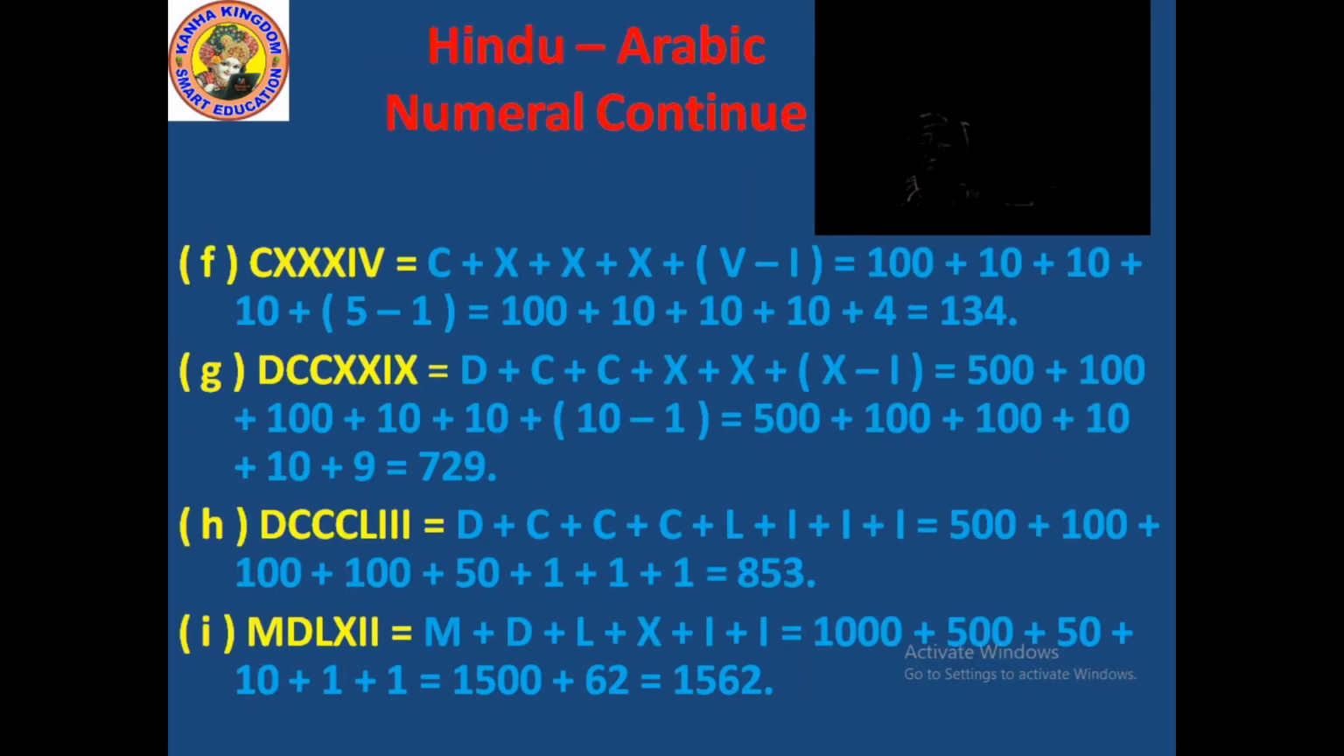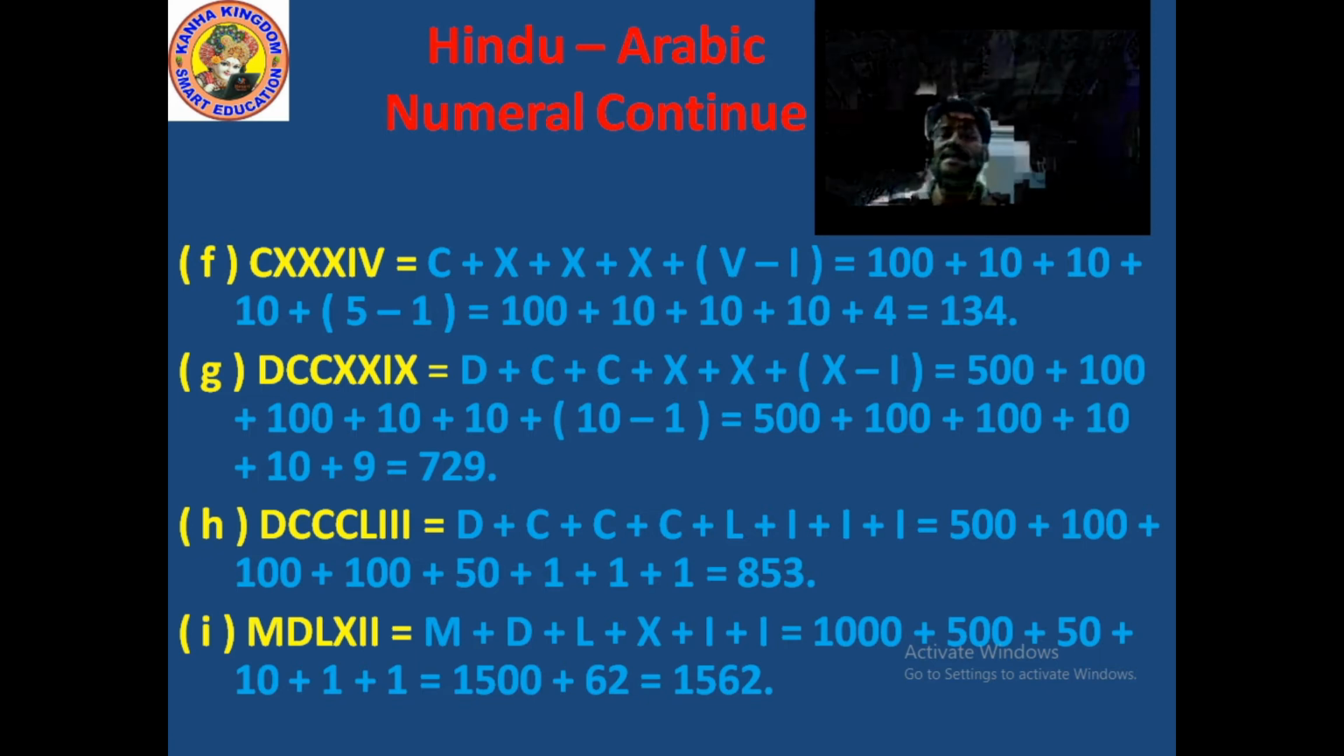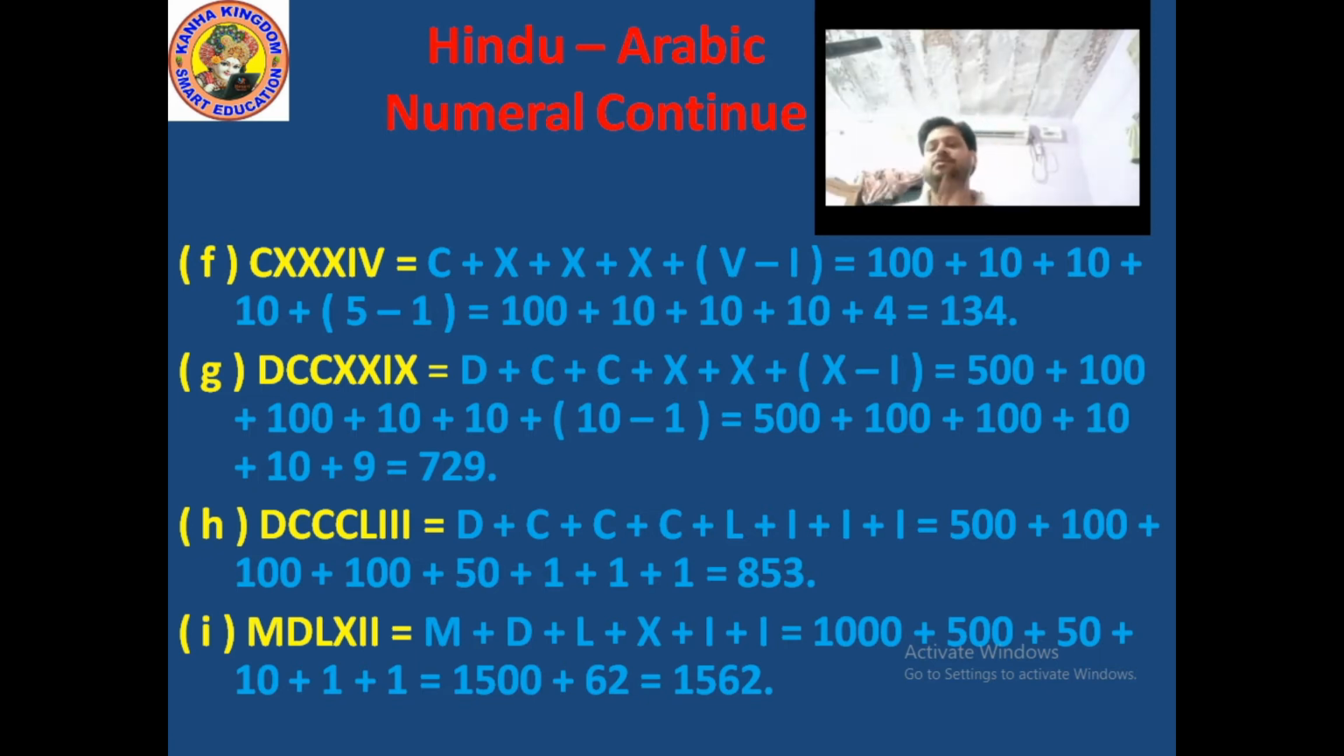Okay. Now the next part, this is the F part: C X X X I V. First again, what do you have to do? Check whether these letters are all in descending order, meaning first the greater number and then the smaller number. So first check. C is greater than X. Very good. X equals X. Very good. X equals X. Very good. X is greater than I. Very good. I is greater than V?